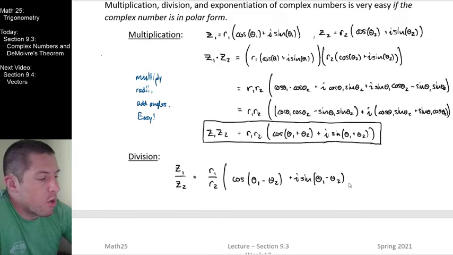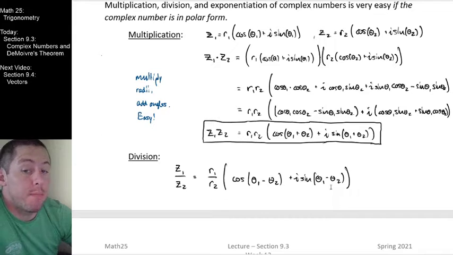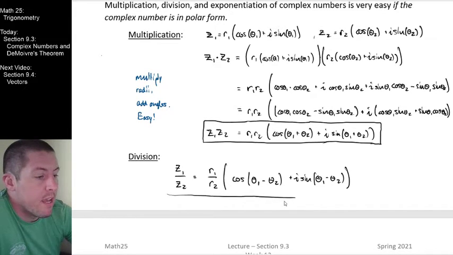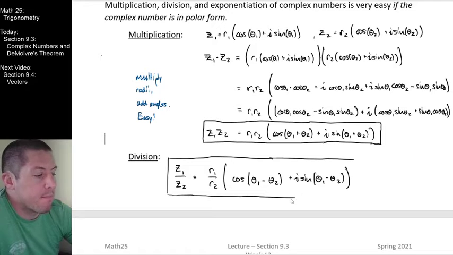multiplication and division are so simply defined as long as you're in polar form is really good news for us, because that says it's actually pretty easy for us to do multiplication and division of complex numbers. But again, all this requires is for us to be in polar form.